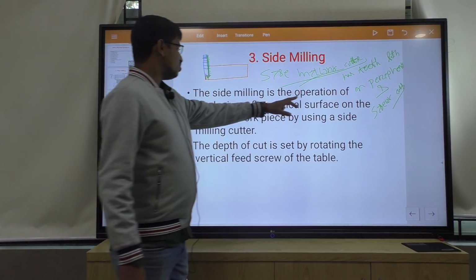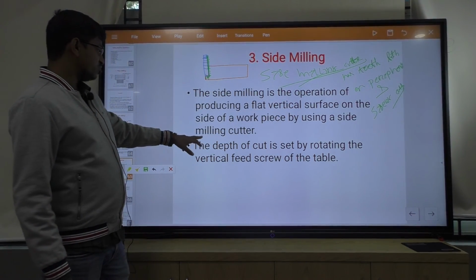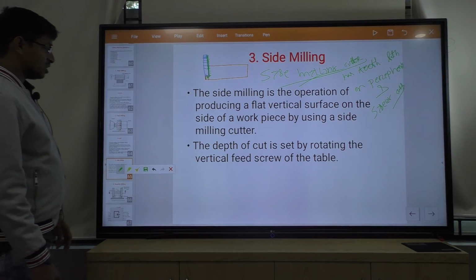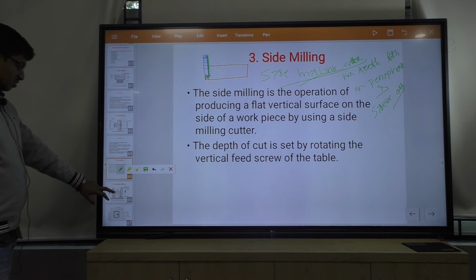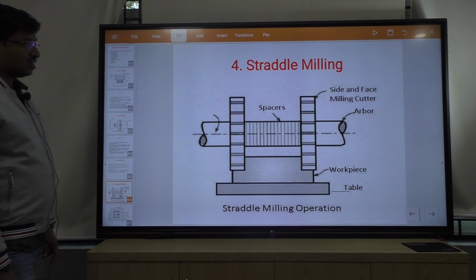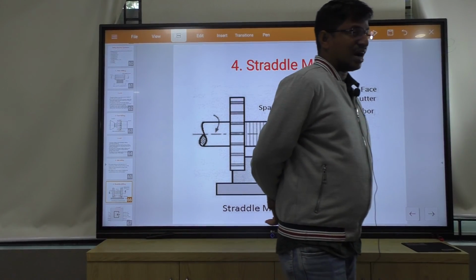The side milling is the operation of producing a flat vertical surface on the side of a workpiece by using a side milling cutter. The depth of cut is set by rotating the vertical feed screw of the table. Then next is straddle milling. What do you mean by straddle milling?